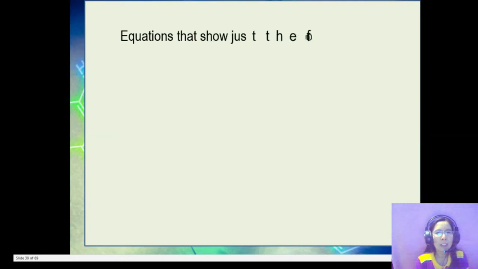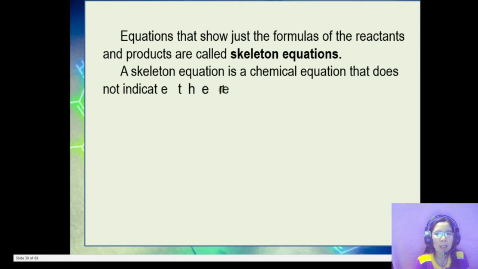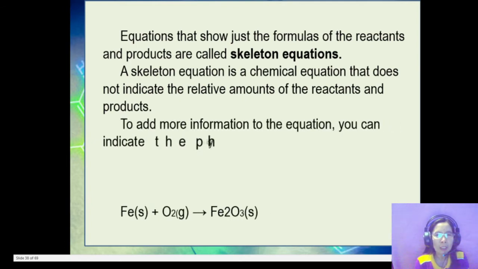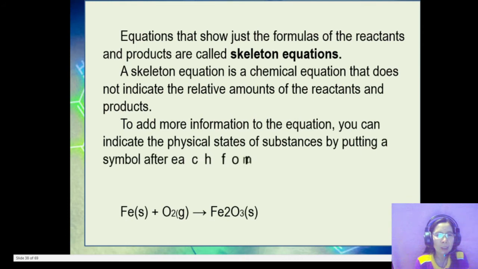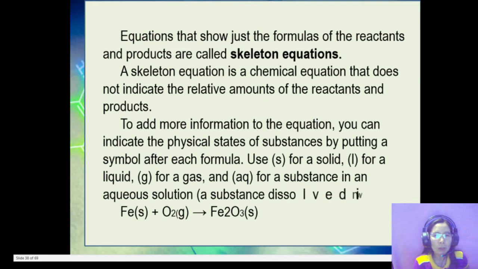Let's continue reading the concept. Equations that show just the formulas of the reactants and products are called skeleton equations. A skeleton equation is a chemical equation that does not indicate the relative amounts of the reactants and products. To add more information to the equation, you can indicate the physical states of substances by putting a symbol after its formula. Use S for solid, L for a liquid, G for a gas, and AQ for a substance in an aqueous solution or substance dissolved in water.